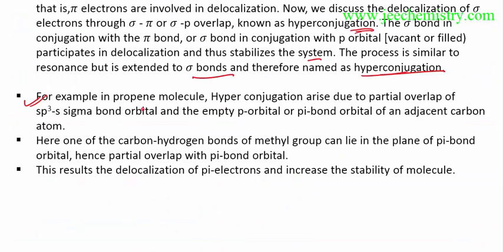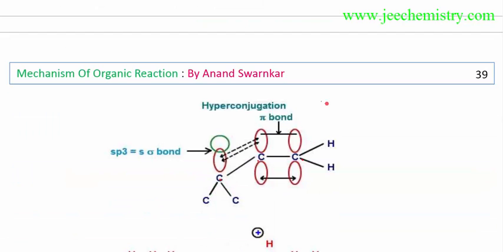For example, in propene molecule, hyperconjugation arises due to partial overlap of sp3 and s sigma bond orbital and p orbital pi bond orbital of adjacent carbon atoms. Here there is an overlapping between adjacent carbon atoms. Here this is the adjacent carbon atom with respect to this, and there is overlap of orbitals. This is a sigma bond orbital, this is a pi bond orbital. There is an overlap.